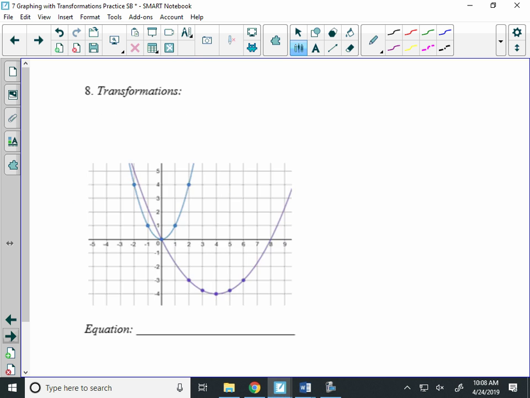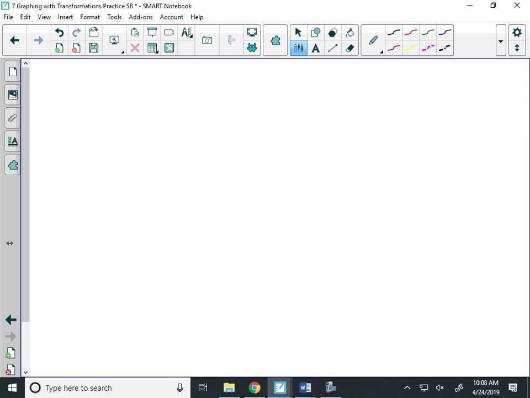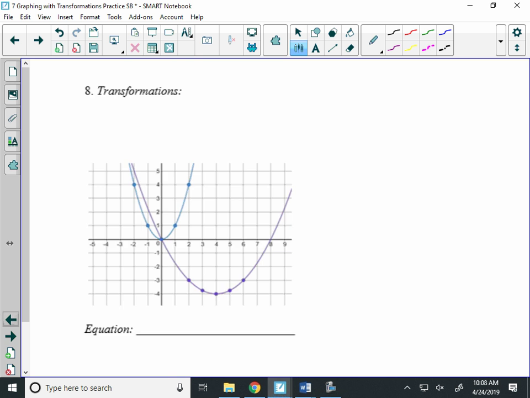All right, we'll do number 8 together, and then we'll do number 10. All right, so number 8 is similar. I'm starting with the parent function here. I'm going to list the transformations. It doesn't look like the graph was reflected at all, but it does look like my graph went to the right this time. It looks like it went right 4, and then down 4.